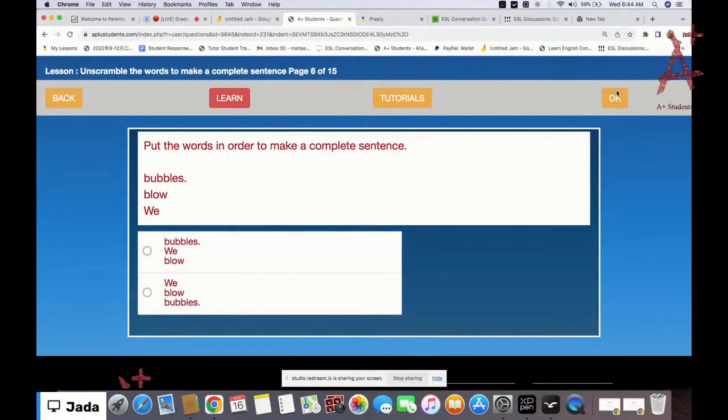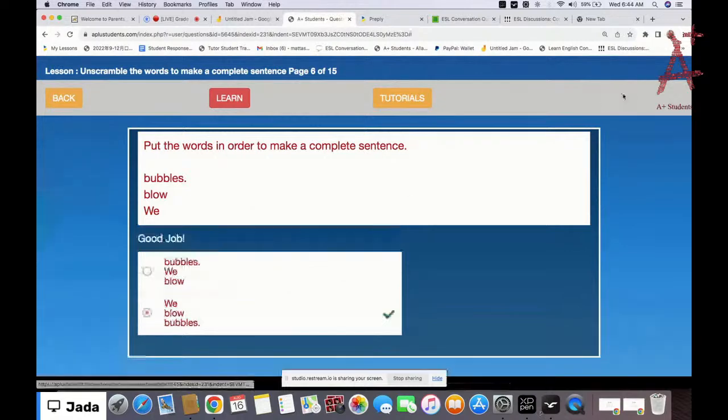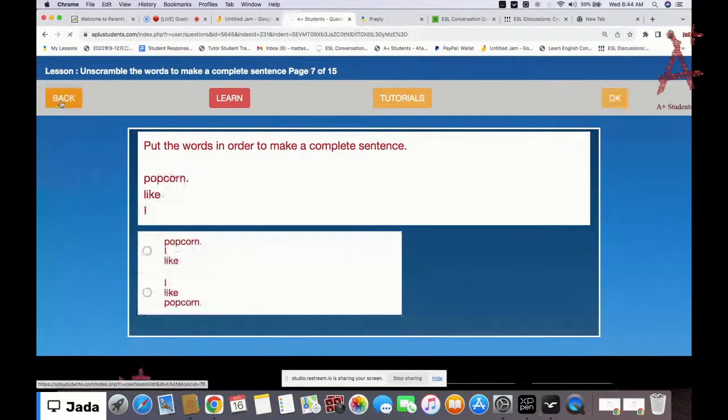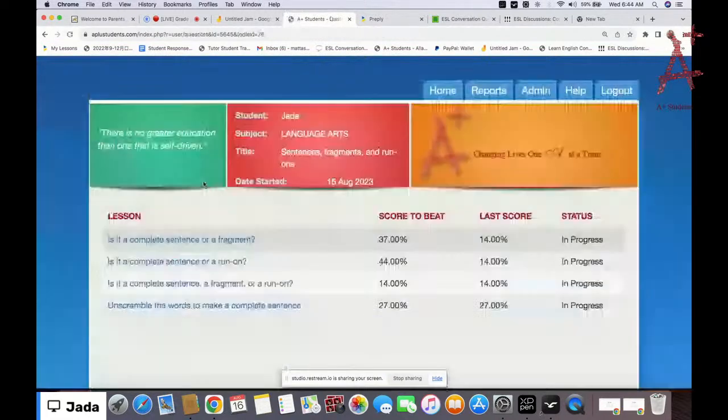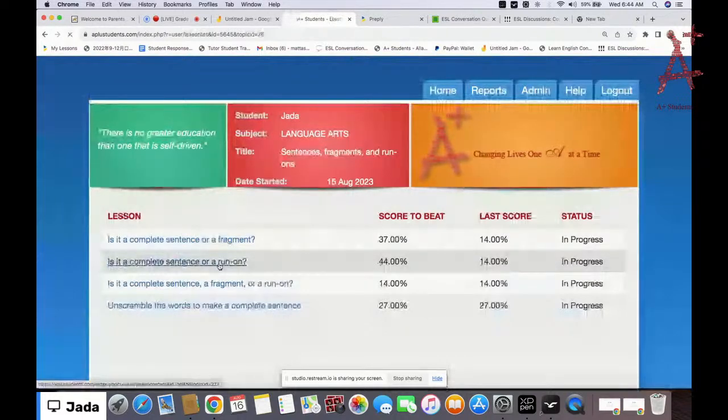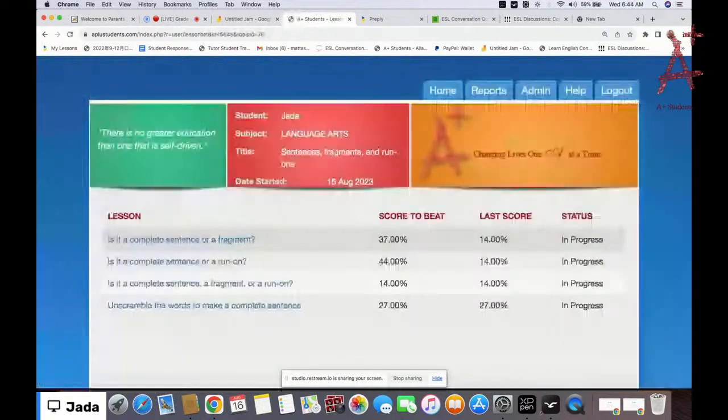Okay. So now that's how you unscramble the words to make a complete sentence. So I do hope that you understand this particular chapter that we went through, because we went through is it a complete sentence or fragments, run on, fragments and run on with complete sentences, and then we have the unscramble words to make a complete sentence. Okay, so we've gone through these 4 lessons today, and it all shows in progress for me because I didn't complete them. So once you complete them, it's going to show you completed, and you would have a 98 or 100 here.